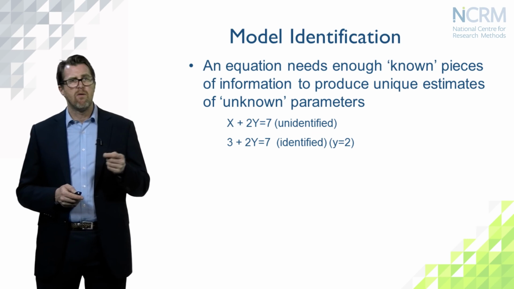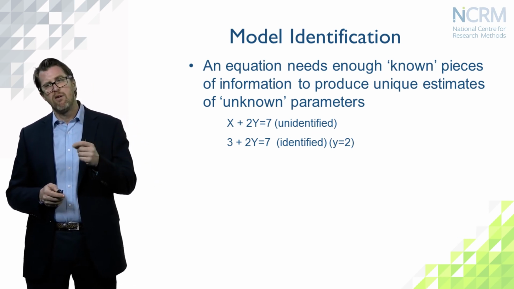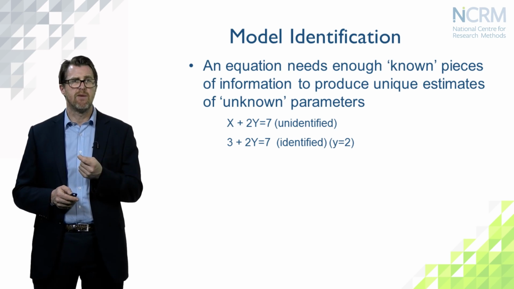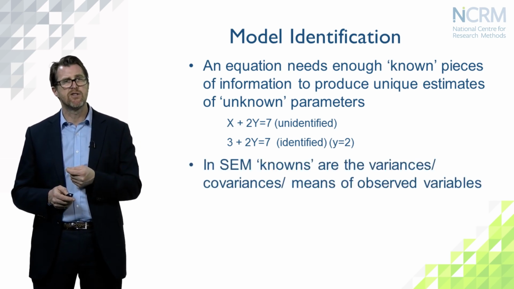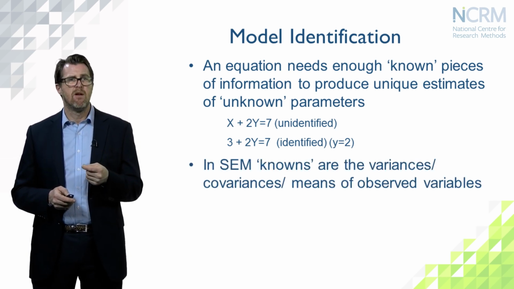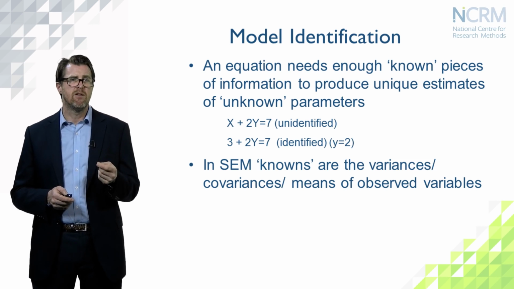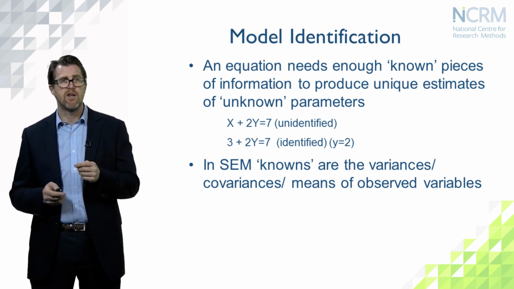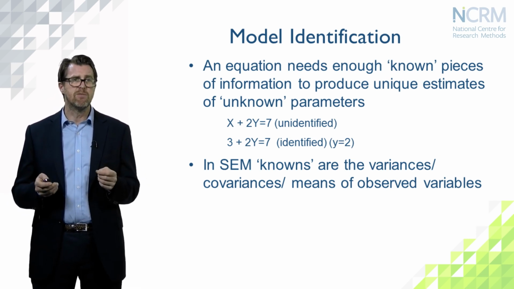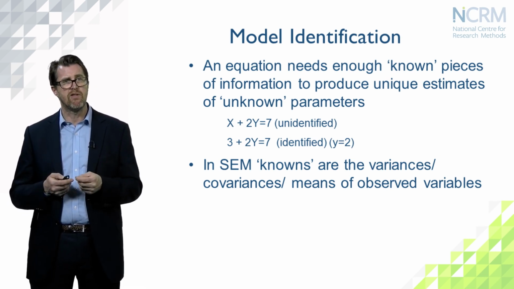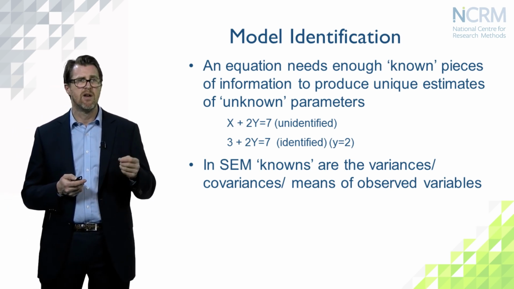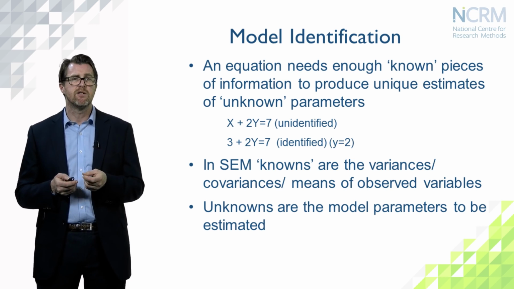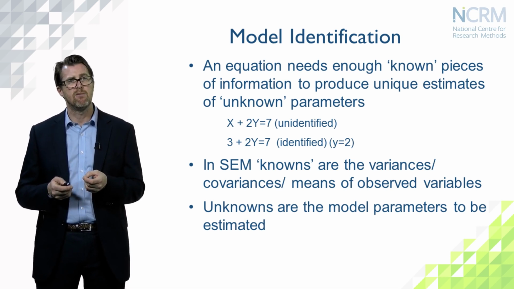So we are looking at the balance between the known and the unknown pieces of information in our equations, and in SEM the known pieces of information are the variances and covariances and means, if we're using means in our model, of the observed variables. These are the known pieces of information. The unknown pieces of information are the parameters that we want to estimate in the model.